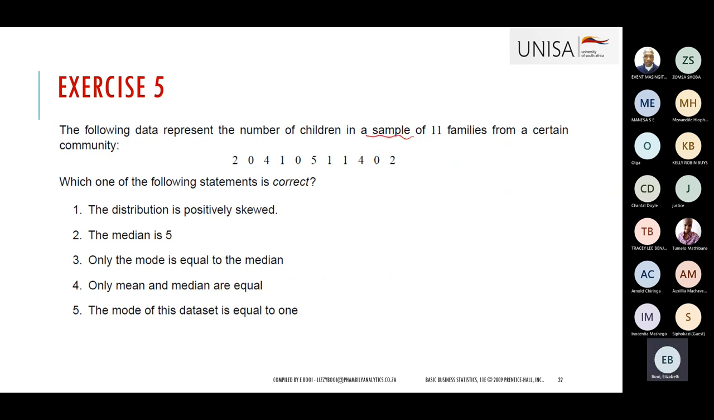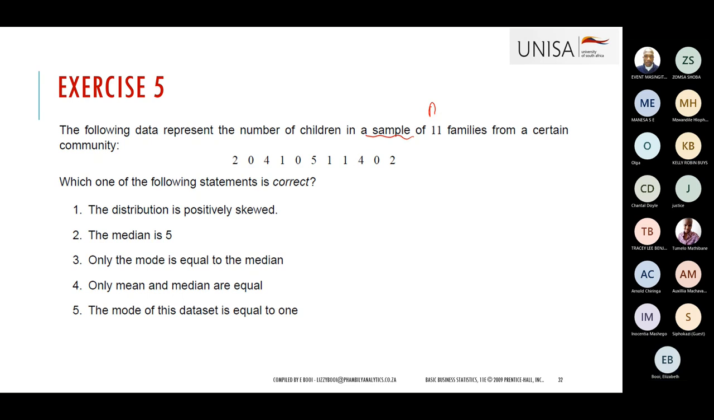There are keywords that you always need to remind yourself. They tell you it's a sample, so you know that you're going to use the sample statistics somewhere. And your n is always your small n, so 11 is your small n from a certain community, and they give you the data set where some families have 2 children, 0 children, 4 children, 1 child, no child, 5 children, 1 child, 1 child, 4 children, 0 child, and 2 children in that family.